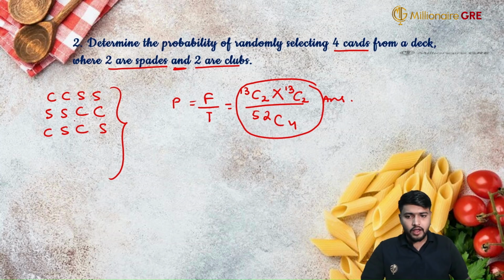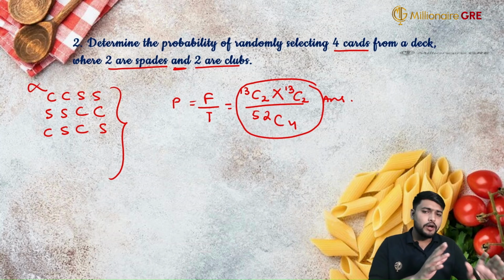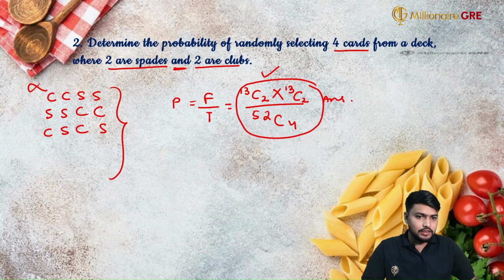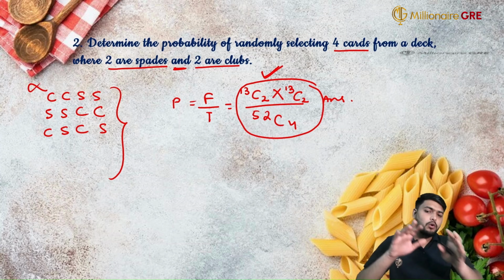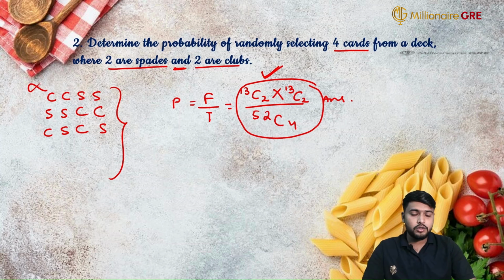So you do not have to go step by step, find the probability of each case. You can do it directly. This already takes into account the order. I hope this makes sense. We'll do the third one.